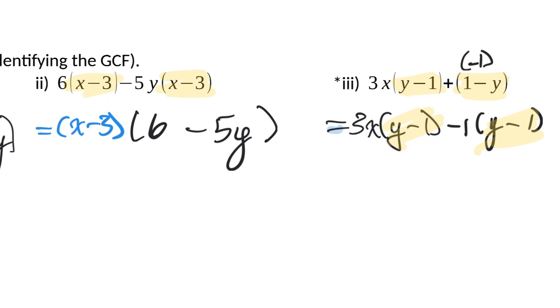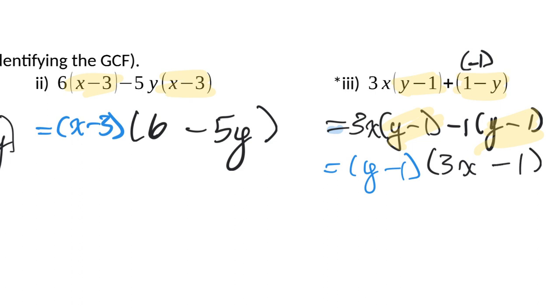So now we're going to pull out the y minus 1 on the next line. So we're going to go y minus 1, and then we're going to have our little garbage collection. All right? So we end up with, for the first bracket, 3x is left over, and the second bracket, it's minus 1, and we're done.